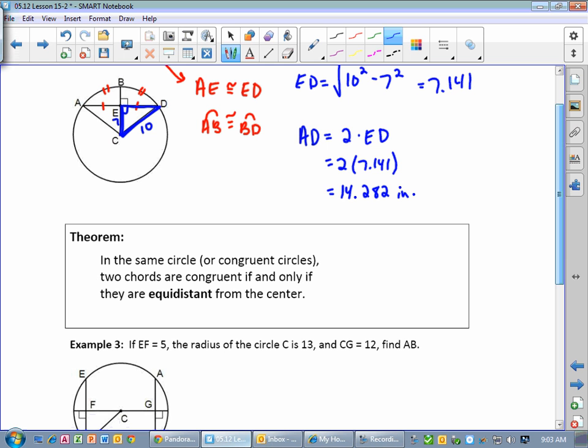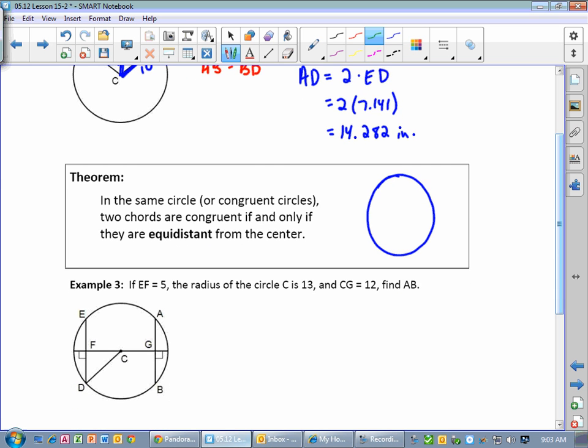And then our last theorem is another circle. So go ahead and draw another circle. And this time I'm going to label some points on our chord. So it says in the same circle, 2 chords are congruent if and only if they are equidistant from the center.